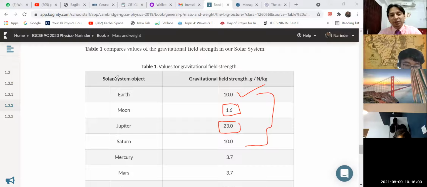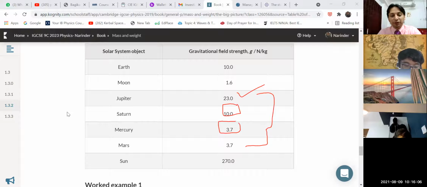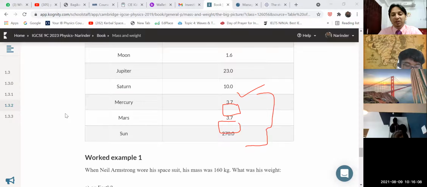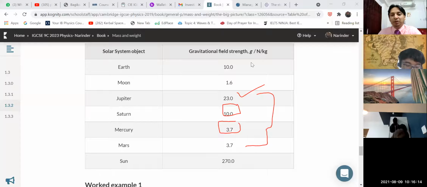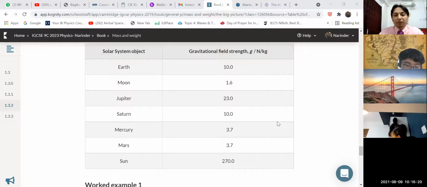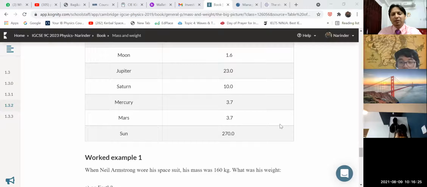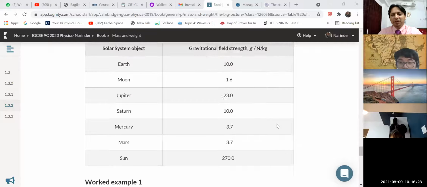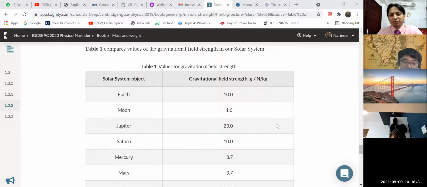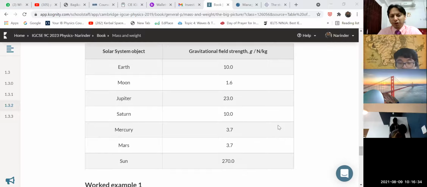You can also cross-check whether these are the same values written on the internet. On Mercury, it is 3.7. Mars, it's also 3.7. The Sun has the highest value, 270, or maybe the black hole has a different kind of gravity. So these are the values, children, and I suggest you no need to memorize all these things, but just remember that the Sun has the highest, Mars has 3.7, and the Moon and Earth. Just remember in that way. If there is a certain question, you will find the numerical value in your question paper.